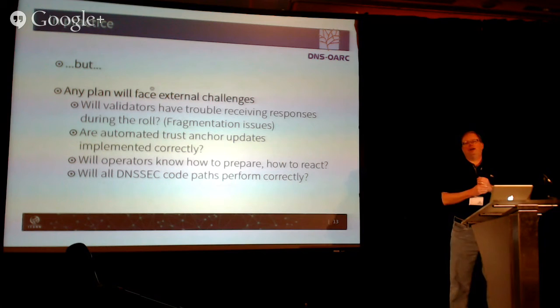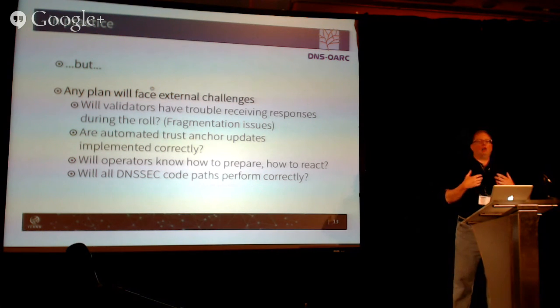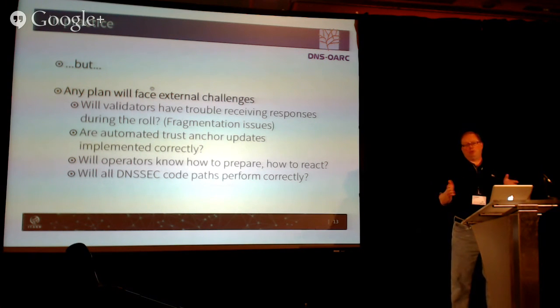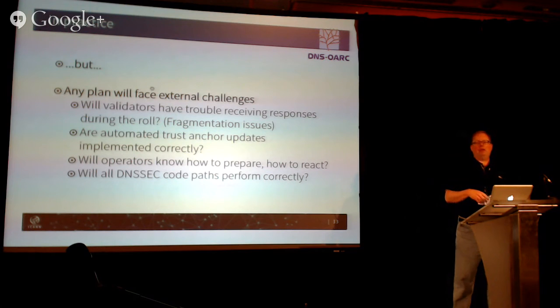Now, in practice, this is where the but should actually be if I read the slides. We have external challenges out here, and this is why we really want to make sure we get the community to know what's going on and get involved in making sure that we are looking at everything out there too. When we're doing this role, the validator is going to get all the messages. We've talked about packet sizes. We've talked about fragmentation already. Is the automated update system actually going to work?